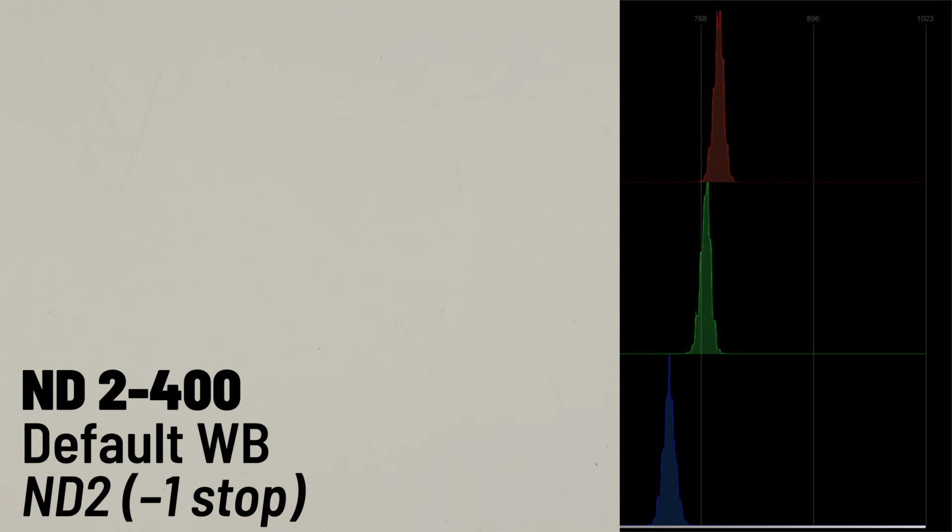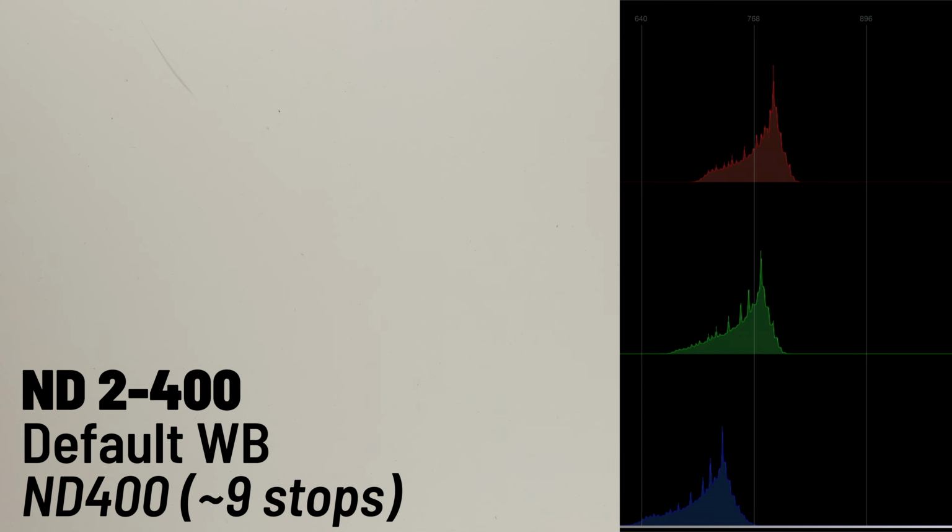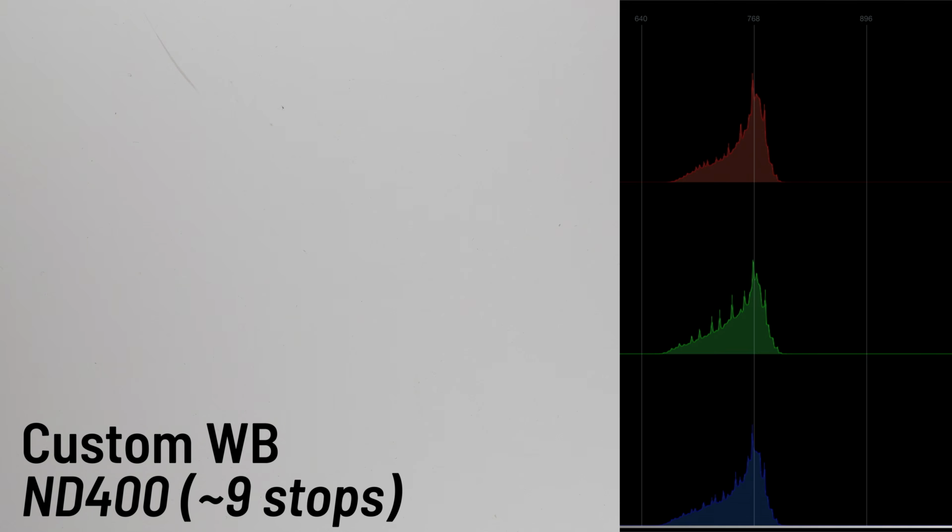First, back to the default white balance. The color shift is noticeable. The reduction in the blue channel makes the image yellow, and this continues throughout the range. So the important question is, of course, can that color shift be eliminated? And it turns out it can. Here's a custom white balance at ND2, ND32, and ND400.